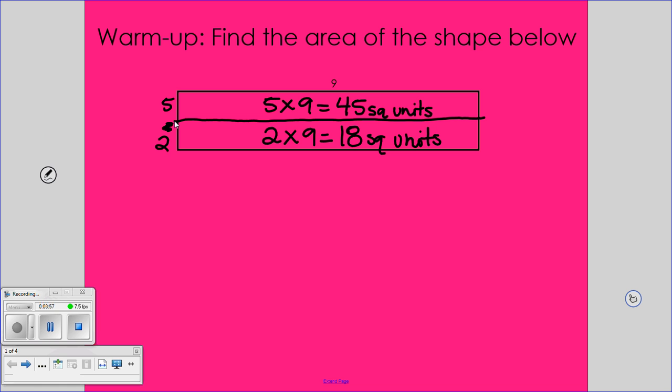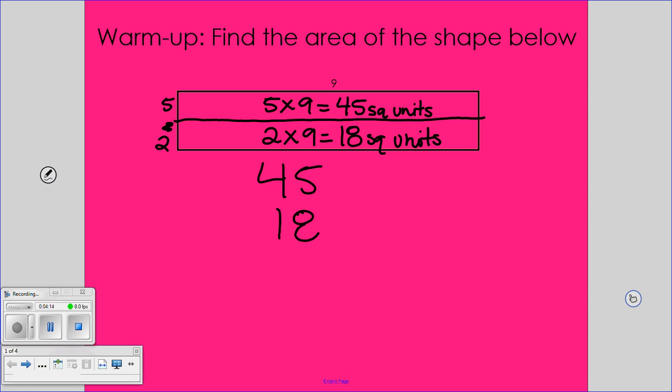Now what do I do to figure out my area? Because I've made 2 mini areas, but I still don't have a whole big area. What do I need to figure out the whole big area? What should I do, Bryce? 45 plus 18. Yeah, I add up my mini areas.